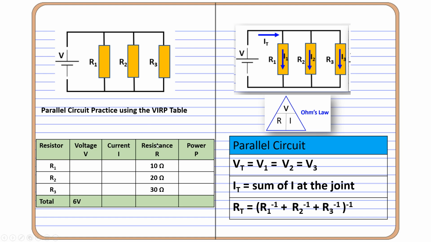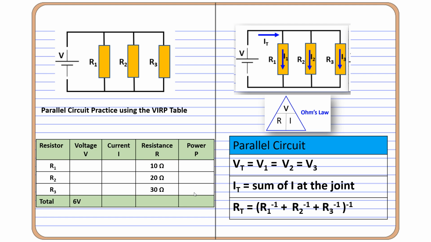So let's complete the column for total resistance. So we have here the value for R1 is 10, R2 is 20, and R3 is 30. To calculate the total resistance, you need your calculator, the inverse key.